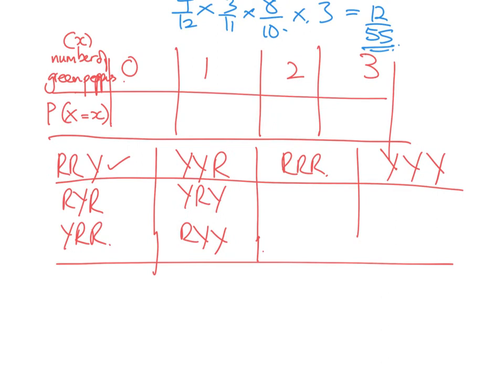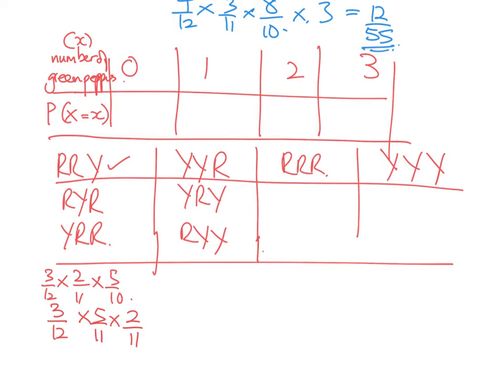If I find it for red, red, yellow, it will be 3 over 12 times 2 over 11 times 5 over 10. And if you look at red, yellow, red, it's still going to give you the same answer. Red will be 3 over 12, followed by yellow, which is 5 over 11, followed by red again, which is 2 over 11. So you have three different arrangements of orders.